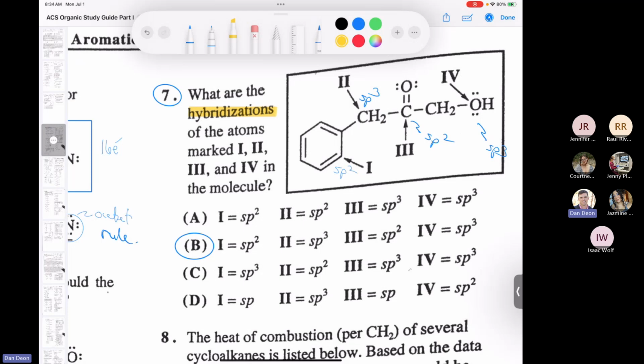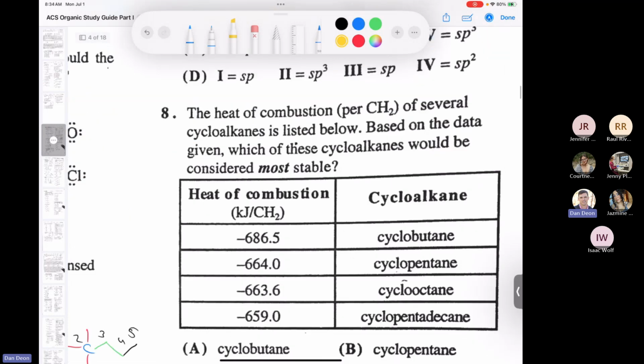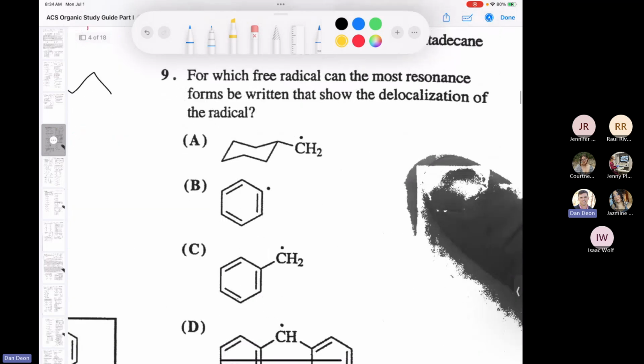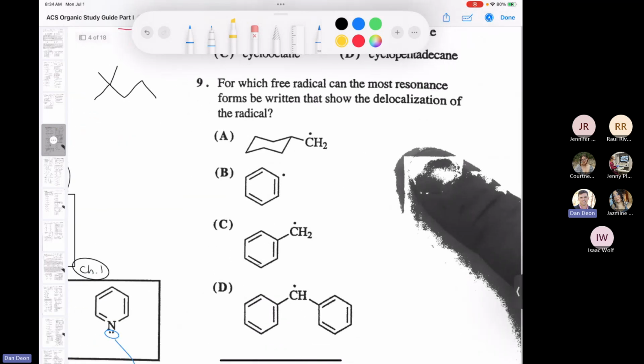And let's take a look at, hey, who wants to talk about some chapter 10 chemistry? Yes, that is my finger because I was trying to keep the book open. So chapter 10, this is near and dear to us. We just covered it last week. For which free radical can the most resonance forms be written to show delocalization? Could anybody tell me which one of these you could draw the most resonance forms?